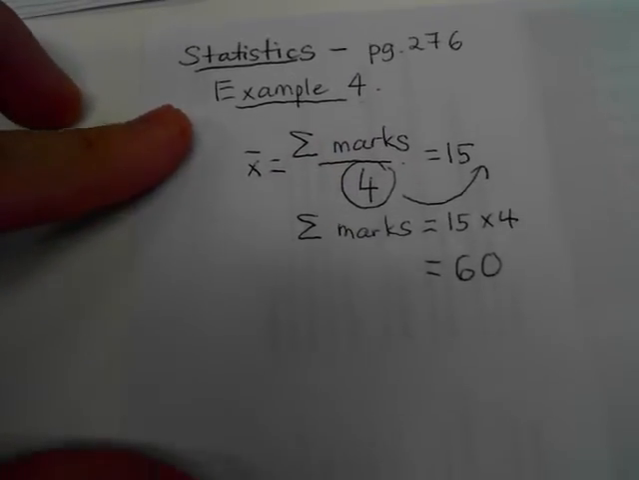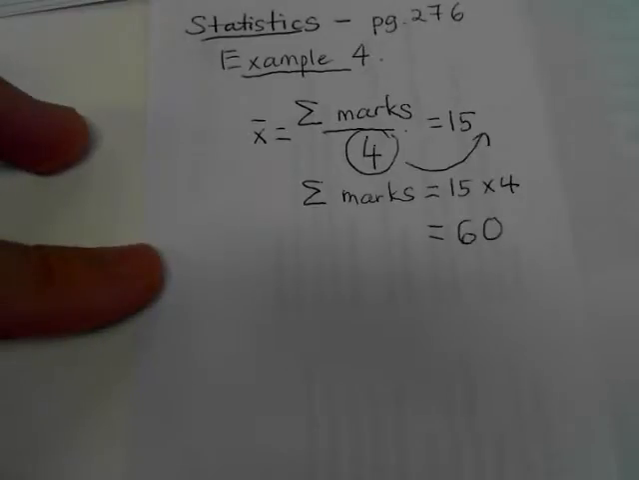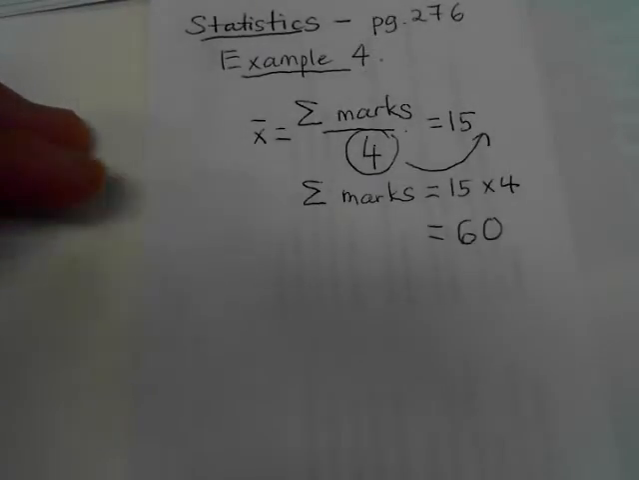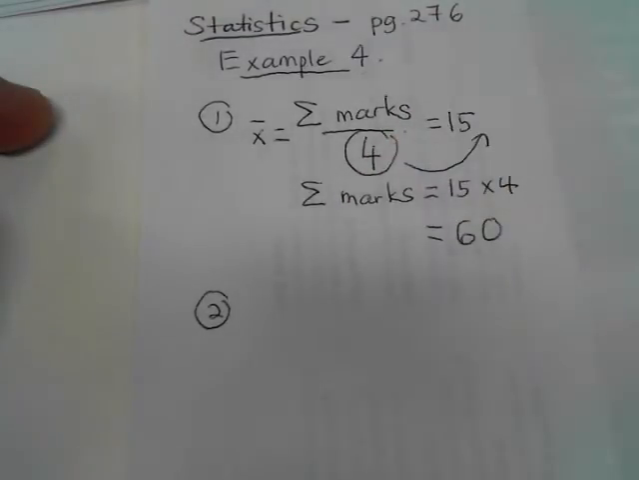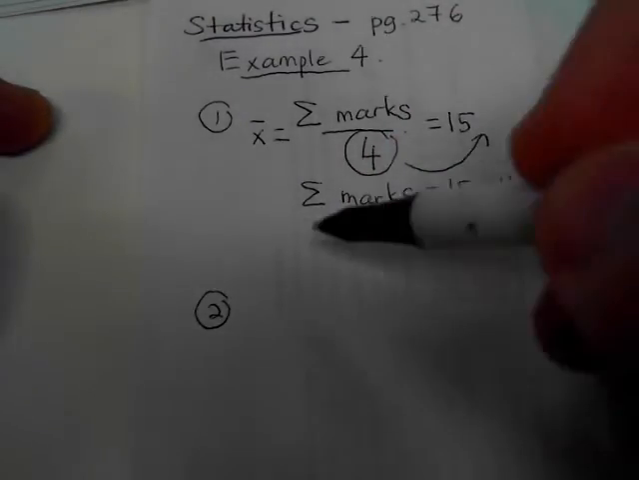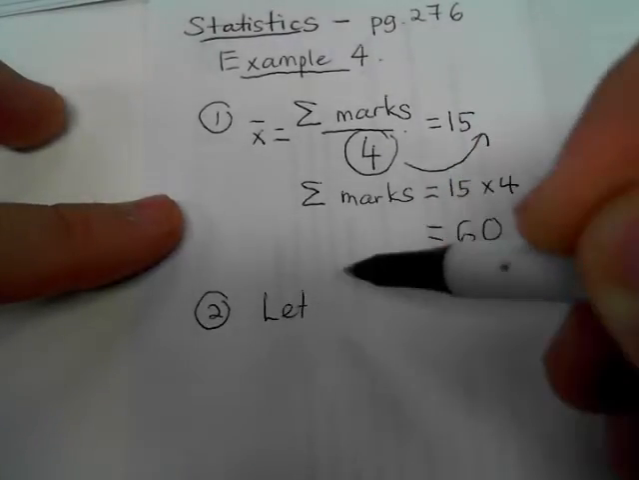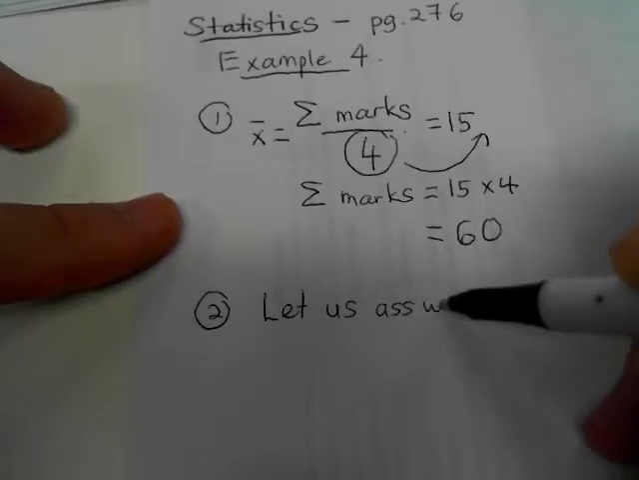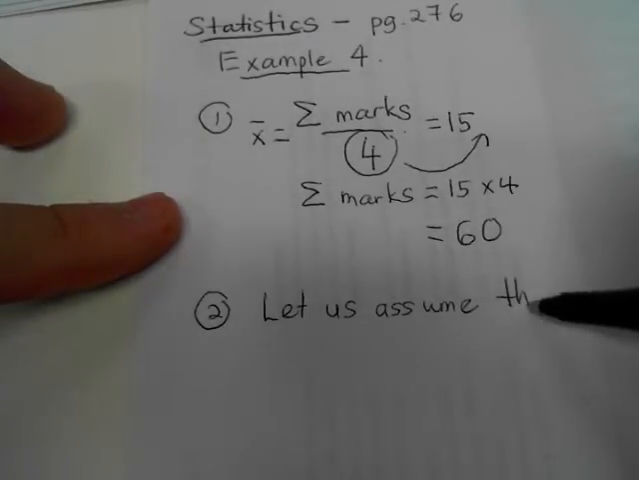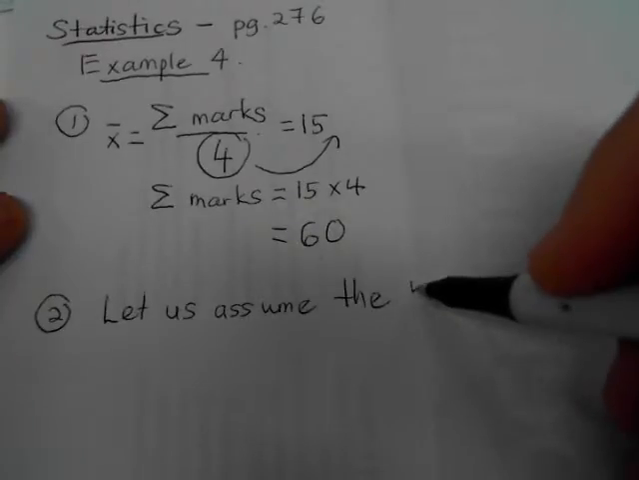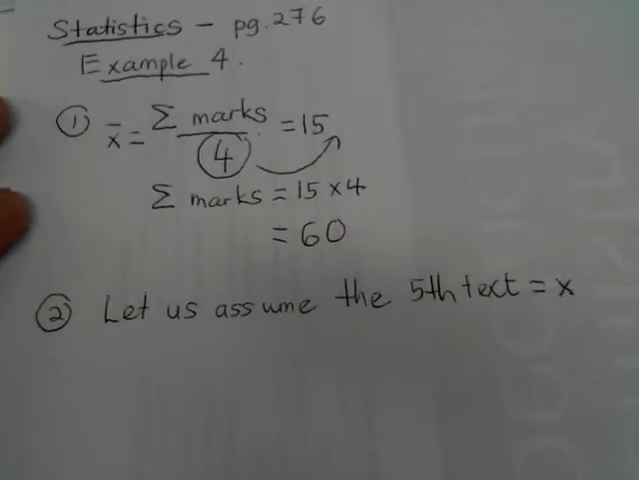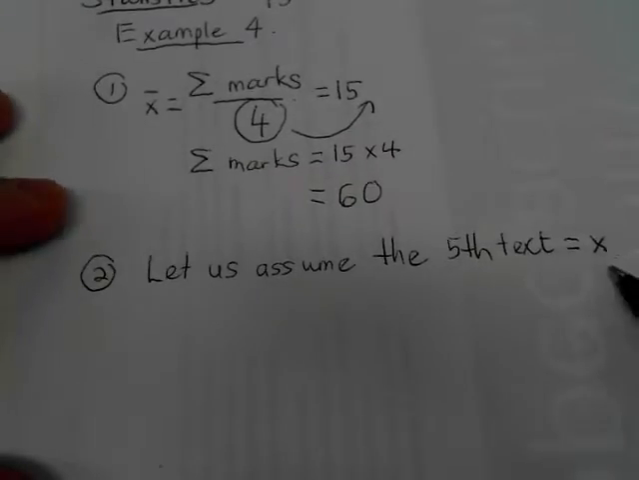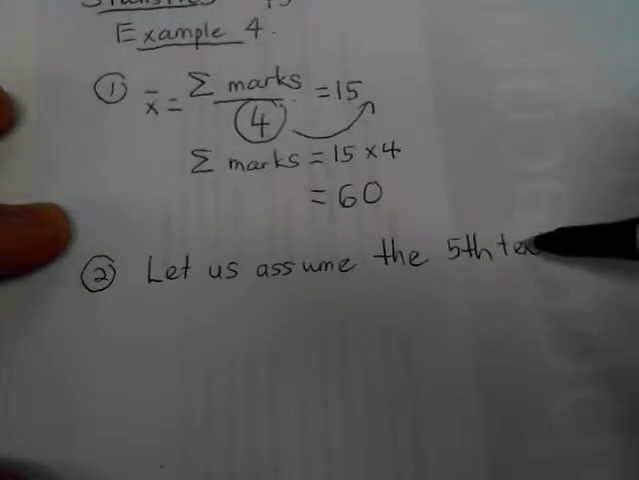Good. So now, what mark does she need in the 5th test to average it to 16? Now we're talking of a different situation. The first one was talking about 4 tests. Now you're talking about 5. So in this case here, let us assume the 5th test is x, because we do not know this value at this moment. Oops, not text, it's supposed to be test.